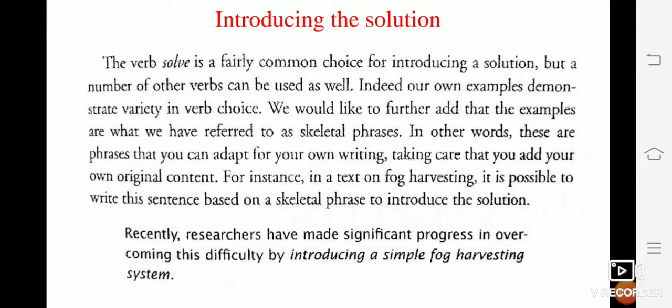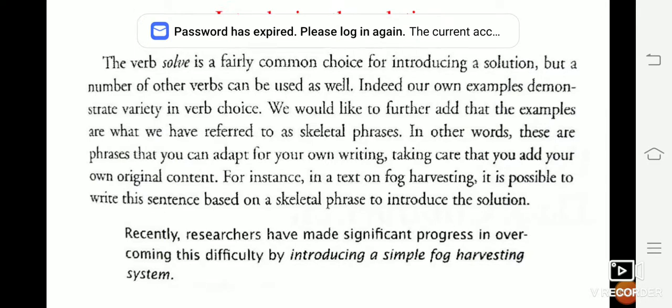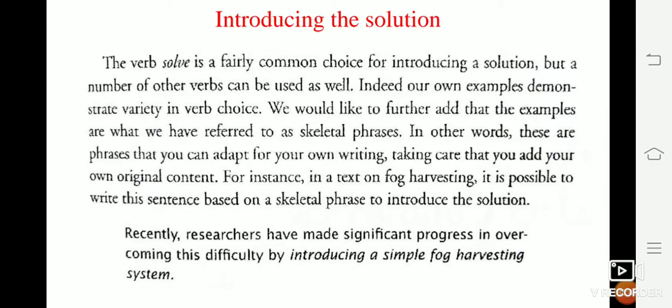Recently, look at this example. Recently, researchers have made significant progress in overcoming this difficulty by introducing a simple fork harvesting system. So this is an example of giving a solution. Introducing the solution. Okay, right.